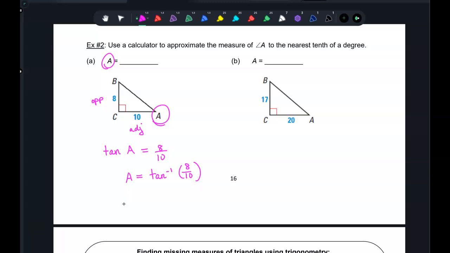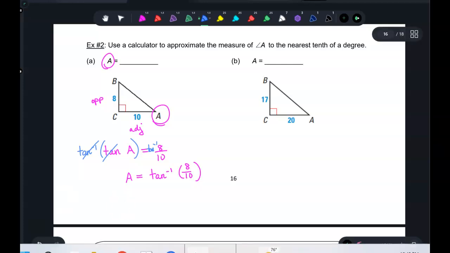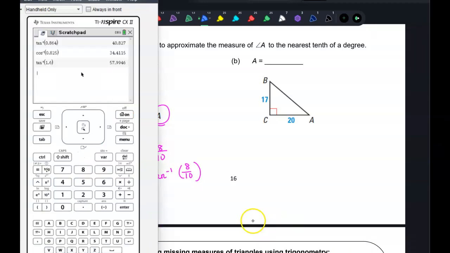So I'm just looking at the formula. Tangent of A, I put the opposite side over the adjacent side. And then to isolate A, remember in the beginning, how do I get rid of tangent? Well, I take tangent inverse of both sides so that they cancel each other out. But again, that's that optional step. If you want to put that in there because that makes sense, go for it. So I want tangent inverse of 8 divided by 10. 38.7.